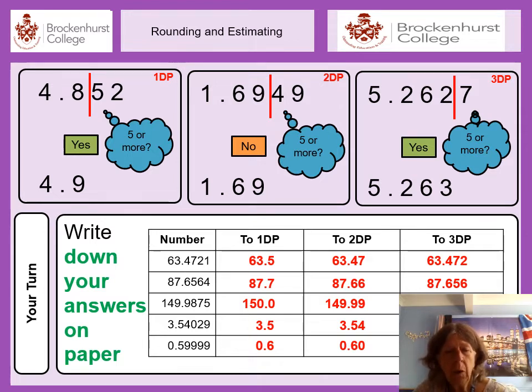And the last one, 0.59999, will round to 0.600. We want 3 numbers after the decimal point. Stop this video, mark your work, and make sure you have written down any corrections if you've got anything wrong.